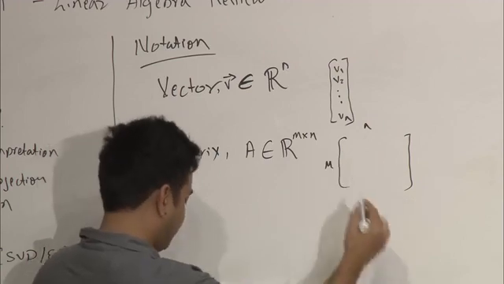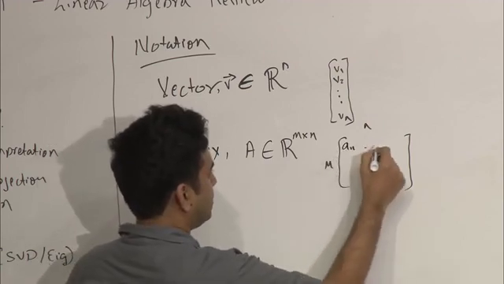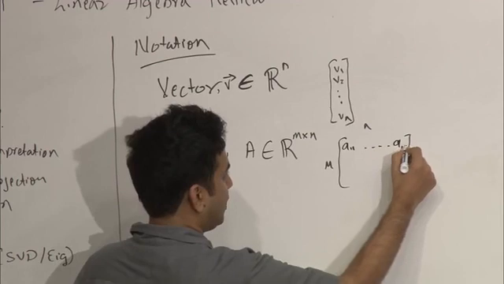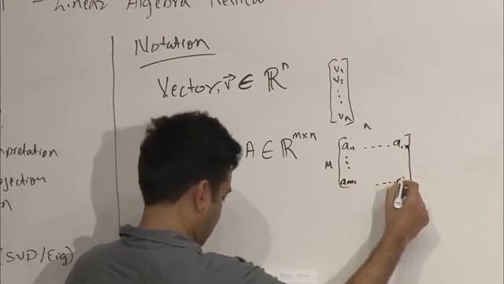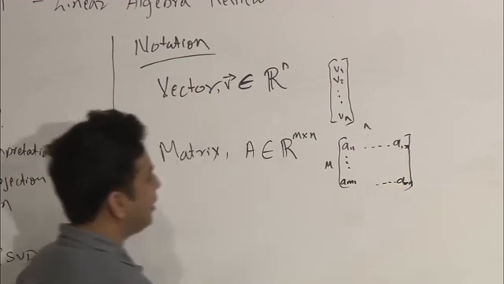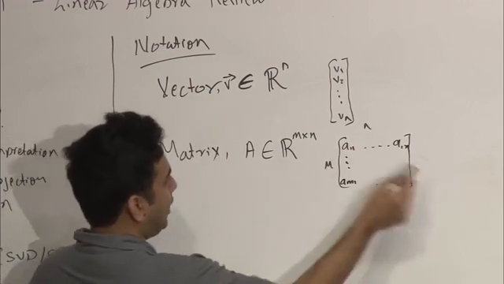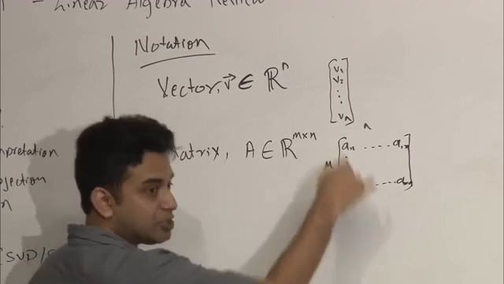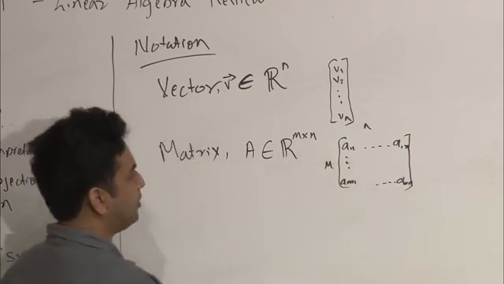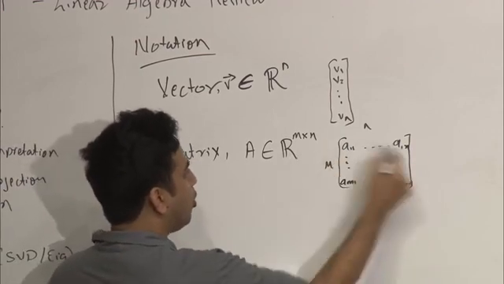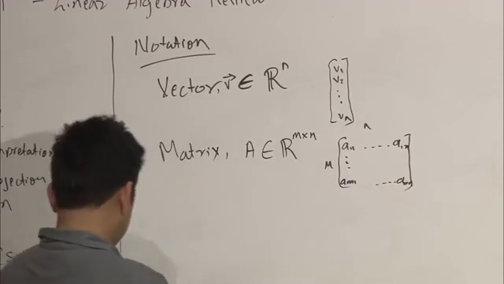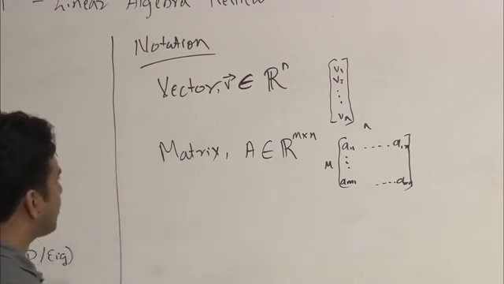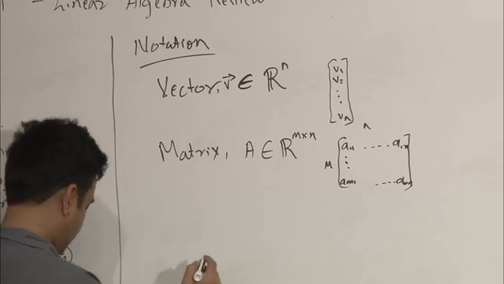you can think of it as a grid of numbers, a11 to a1n and am1 through amn. You can interpret this as n column vectors, each of dimension m, or you could also interpret this as m row vectors, each of dimension n. Right? There are some commonly used matrices that you'll keep coming across.